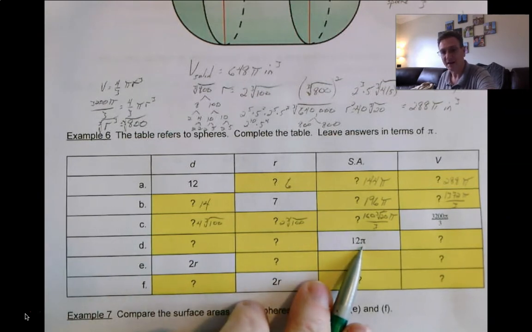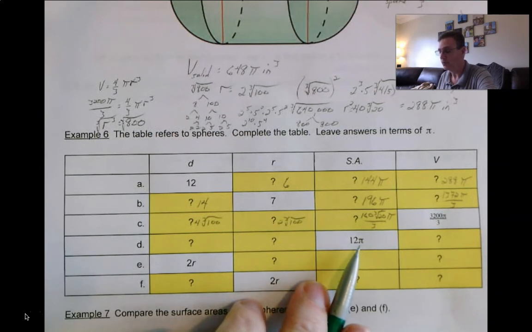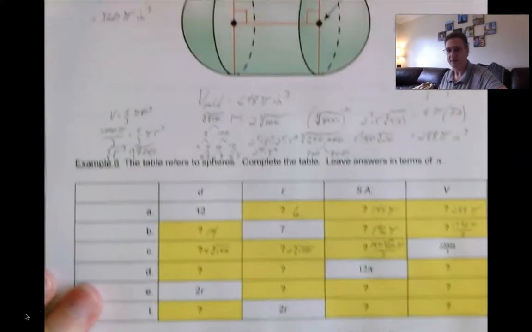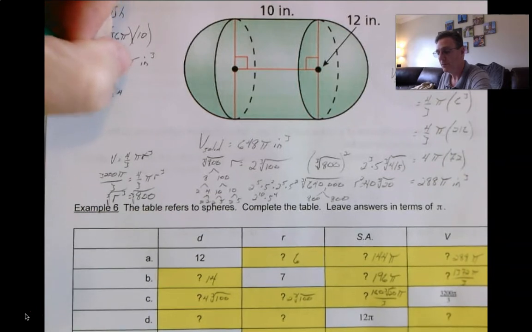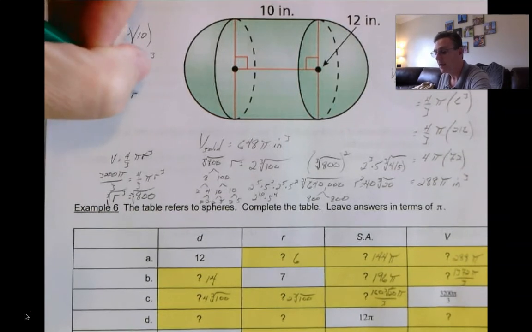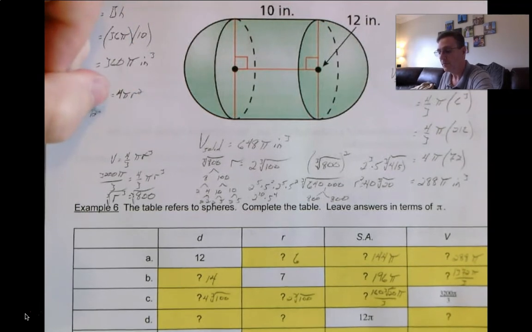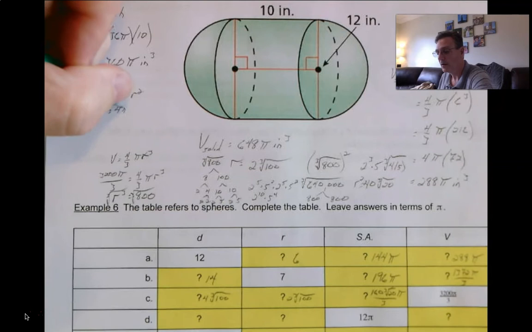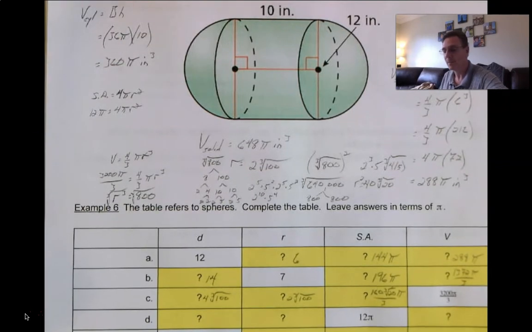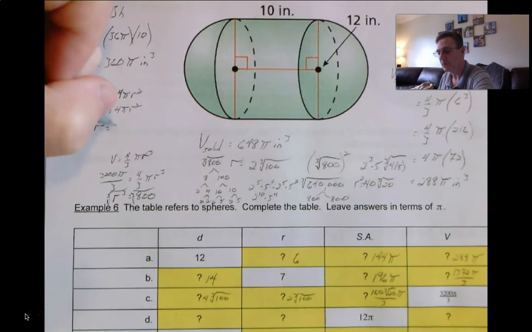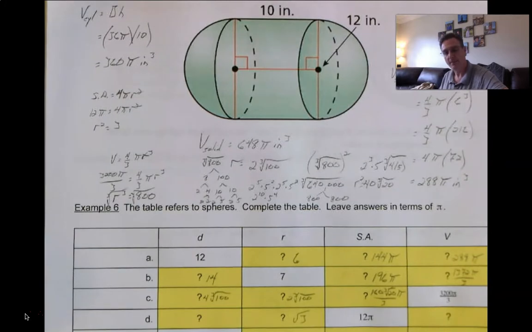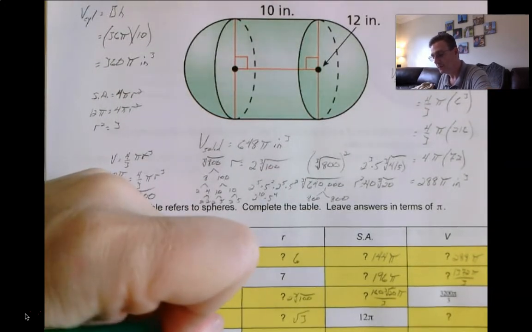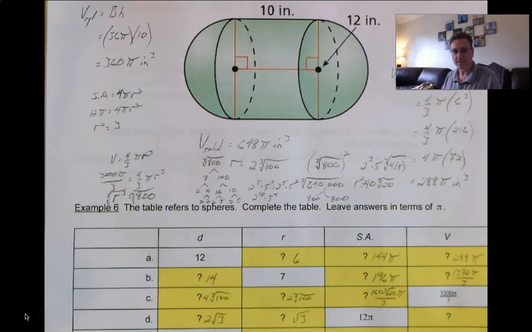Surface area is 12 pi. What's the radius? Well, let's take a look. Again, I've got some space up here. Surface area equals 4 pi r squared. 12 pi equals 4 pi r squared. Divided by 4 pi, r squared equals 3. R is equal to the square root of 3. Diameter is equal to 2 square roots of 3.